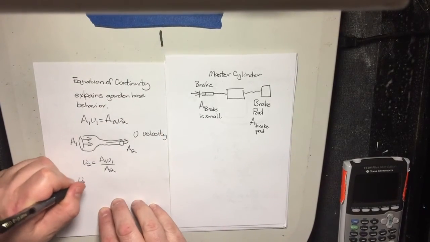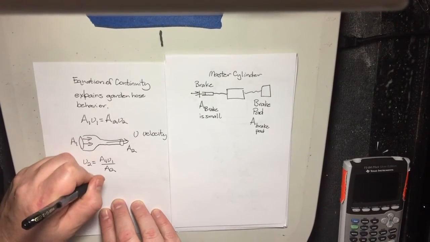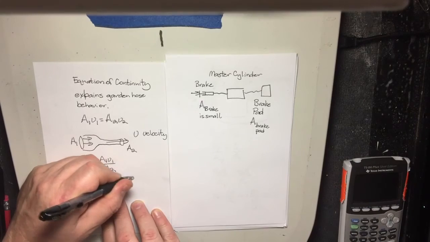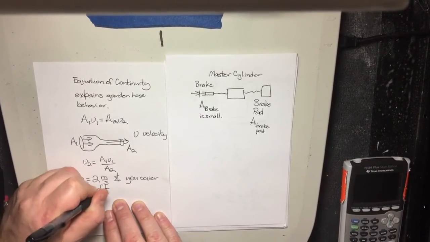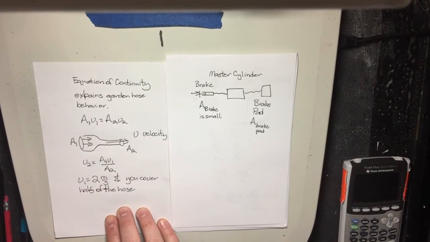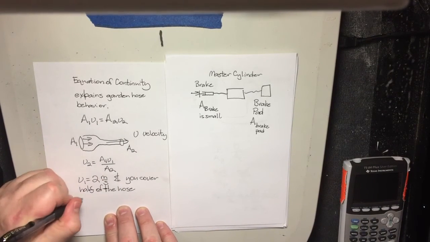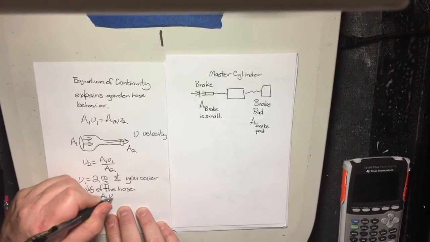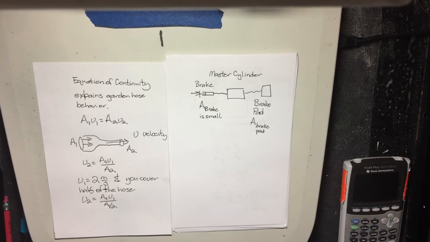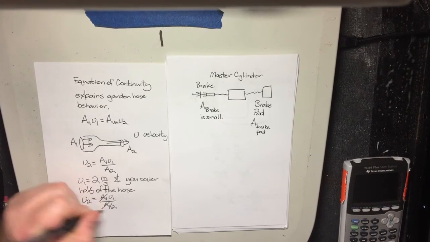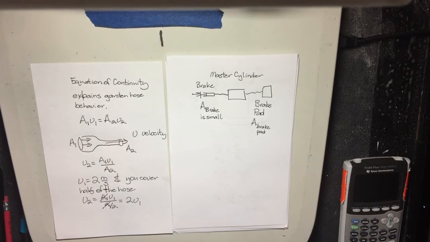So let's say for a second that V1 is equal to 2 meters per second. And you cover half of the hose. You cover half of the hose, V2 is equal to A1 V1 over A1 divided by 2. So if you cover half of the hose, the new area, A2, is half that of A1. So the new velocity of water coming out of that hose is twice as much as it was originally. And so that is the equation of continuity.